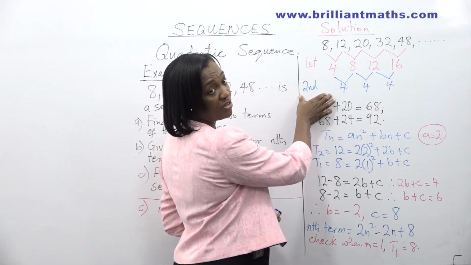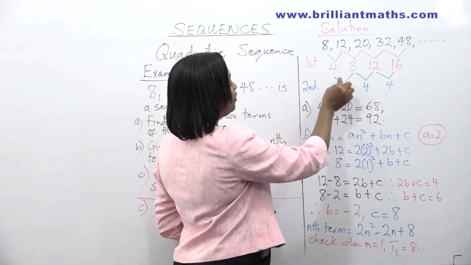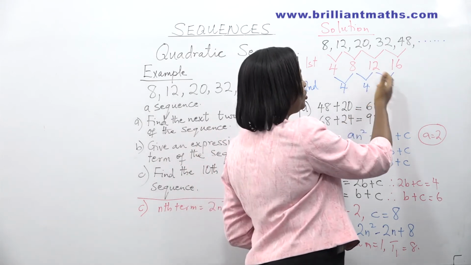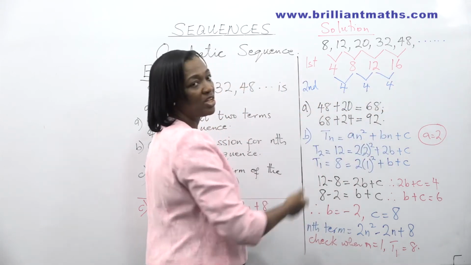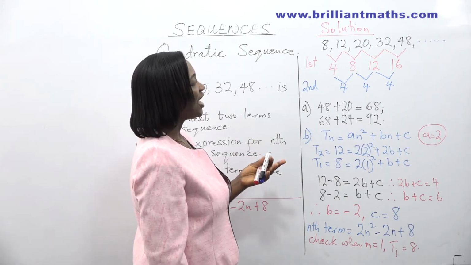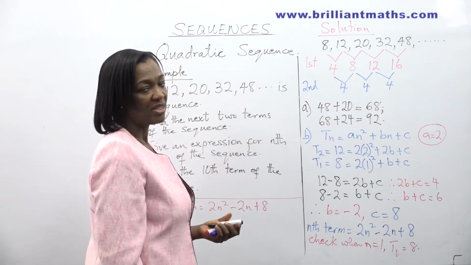It keeps increasing. By what? So we'll find the second difference. 8 minus 4 is 4. 12 minus 8 is 4. And 16 minus 12 is 4. So the second difference is a constant. That shows that it's a quadratic sequence.